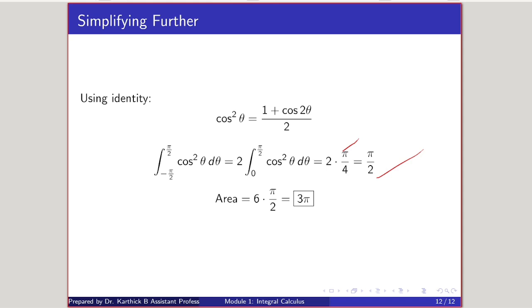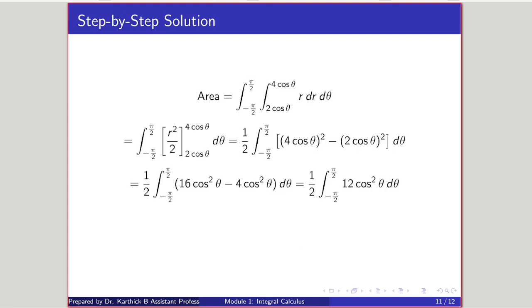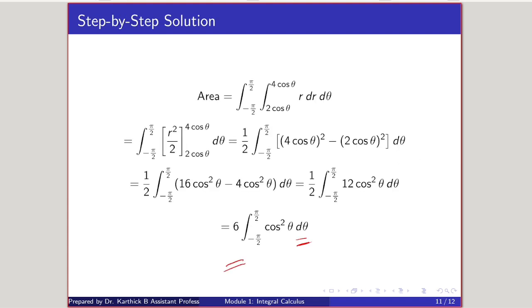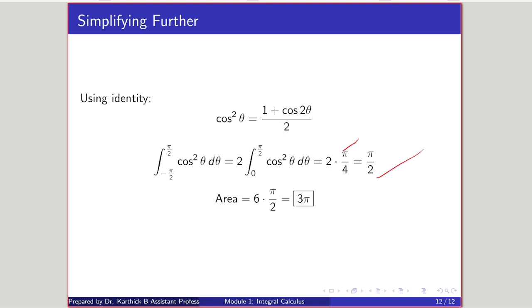So here with this integral part, we are finding the whole area. So it will be multiplied with the 6 here. So the final answer will be 3 pi.